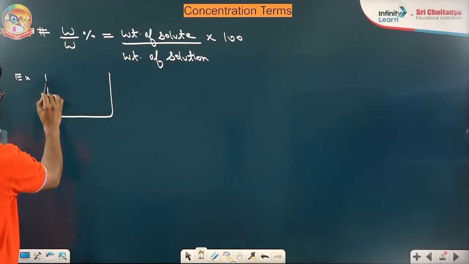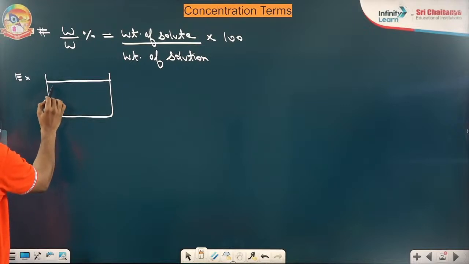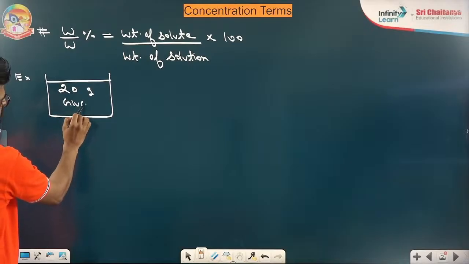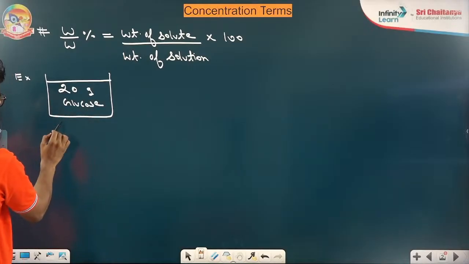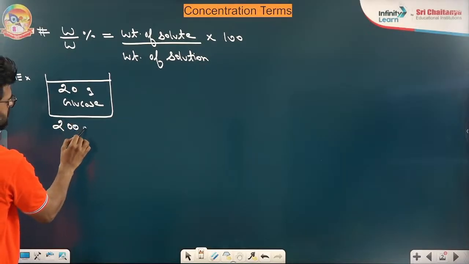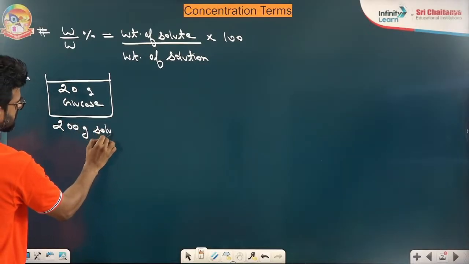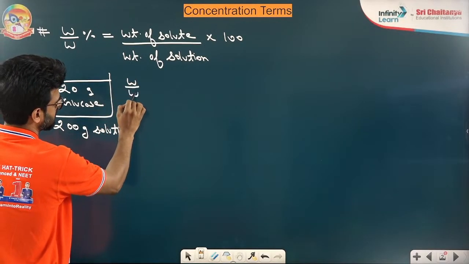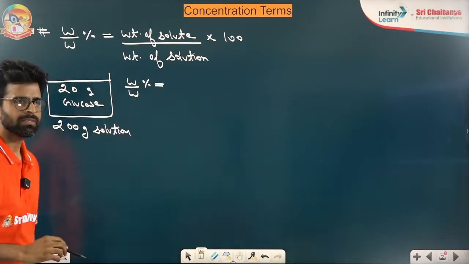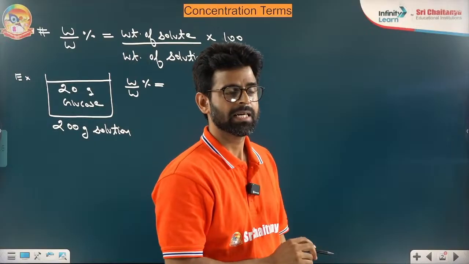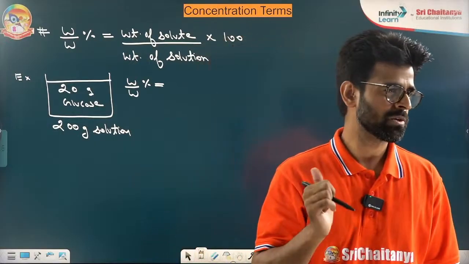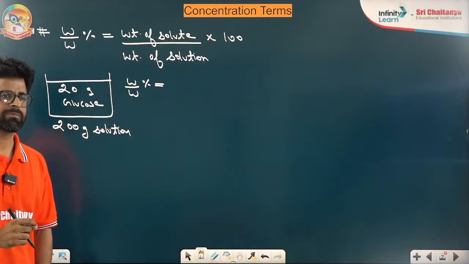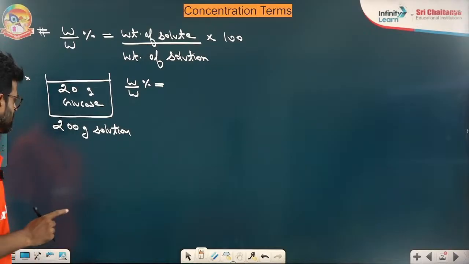Okay. Before the next term, I am taking a simple example. Imagine this is a solution containing 20 gram glucose. So here 20 gram glucose is present and I am saying the total solution is 200 gram, right? Tell me what is the weight by weight percentage of the given solution? Solute weight divided by total weight into 100. So please answer me fast.